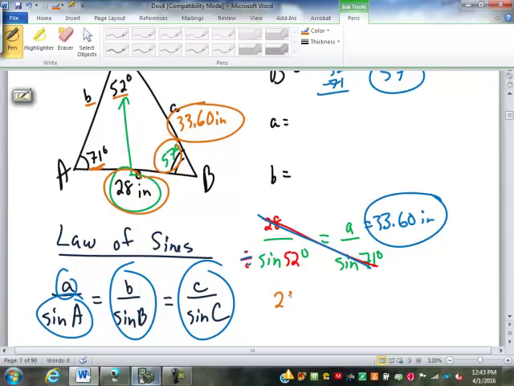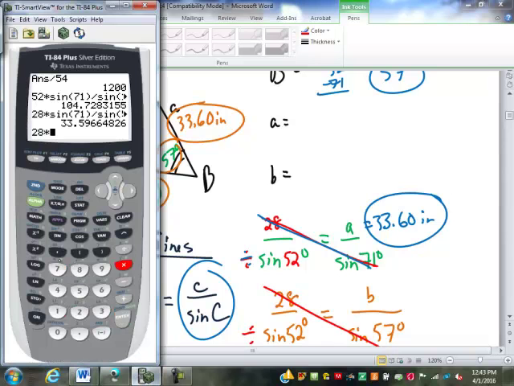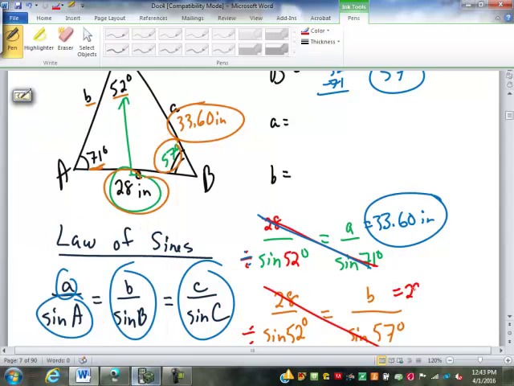So we're going to do our 28 inches over the sine of 52 degrees again, equals the length of side B over the sine of 57 degrees. And we shall cross multiply and divide. So 28 times sine of 57 divided by sine of 52. 29.80. Does that make sense? Yep, it's between the two of them. That makes sense.